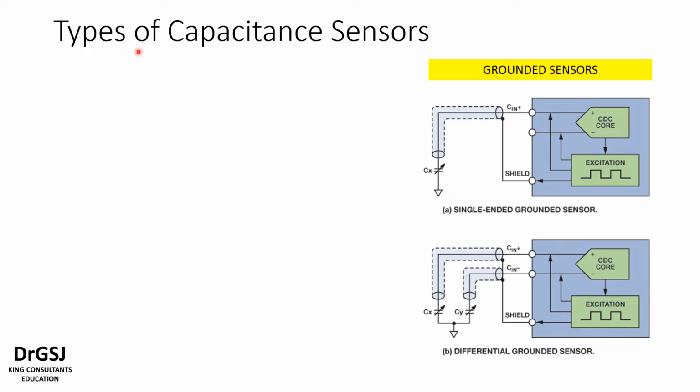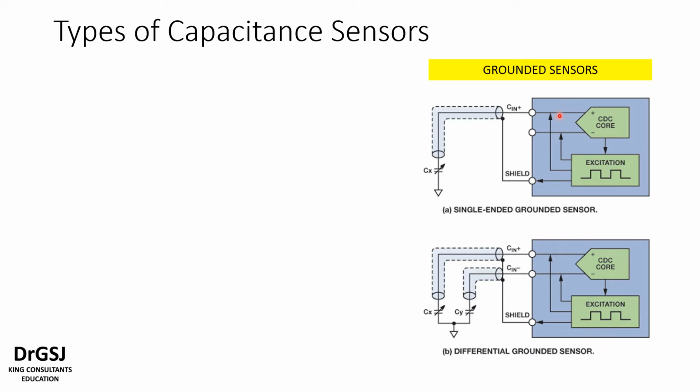Let us look at the types of capacitance sensors that we have. In this case, we have something called grounded sensors and floating sensors. Grounded sensors have the particular excitation as follows. So you have a CDC core, which is given by the symbol here, which looks like an analog to digital converter code.